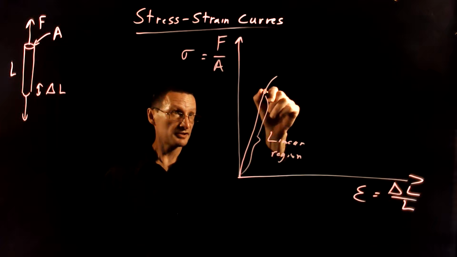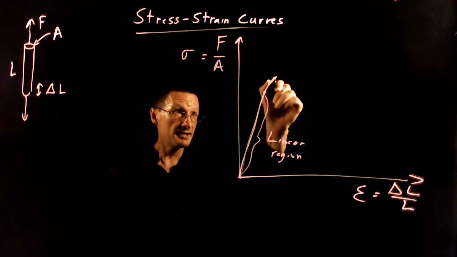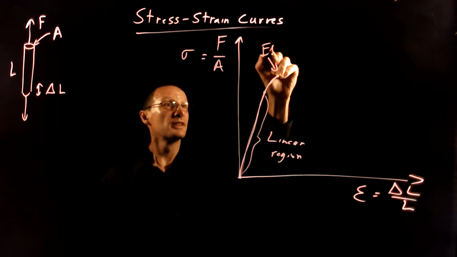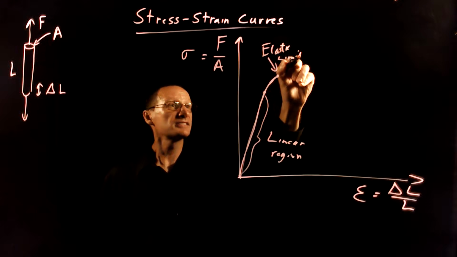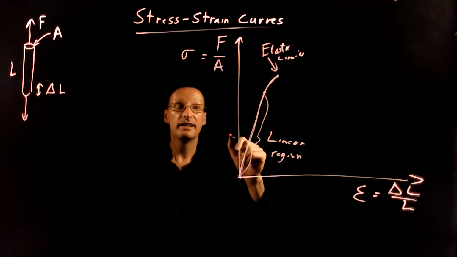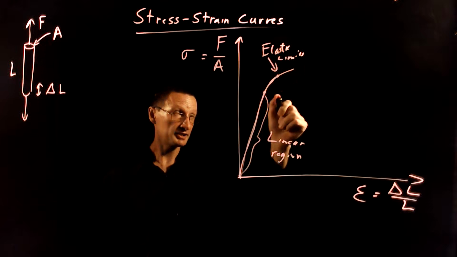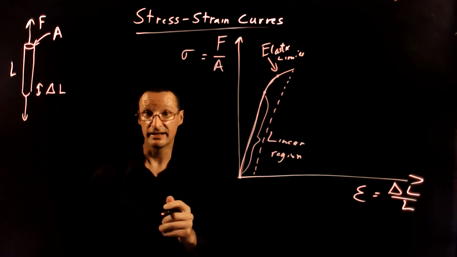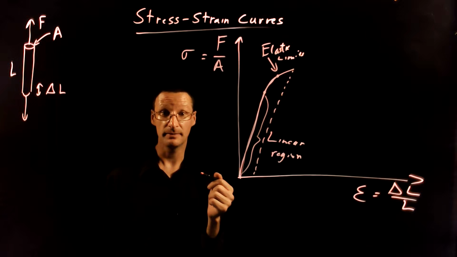Now it will continue to stretch like this, and if you release it, it will return to its original length until you pass a point called the elastic limit. And if you pass the elastic limit, then if you increase the elongation past that and release it, it won't go back to its original length. In some sense, you've permanently damaged it if you pass the elastic limit.